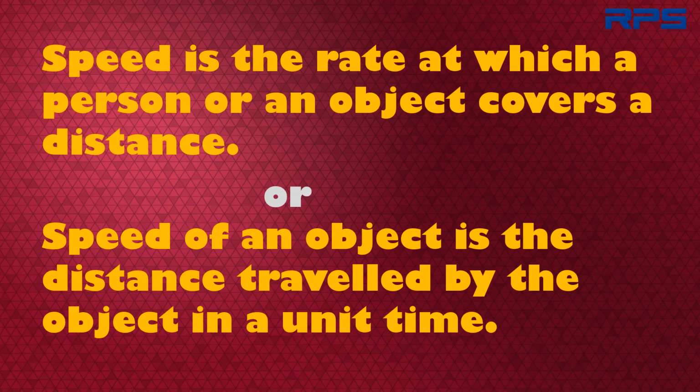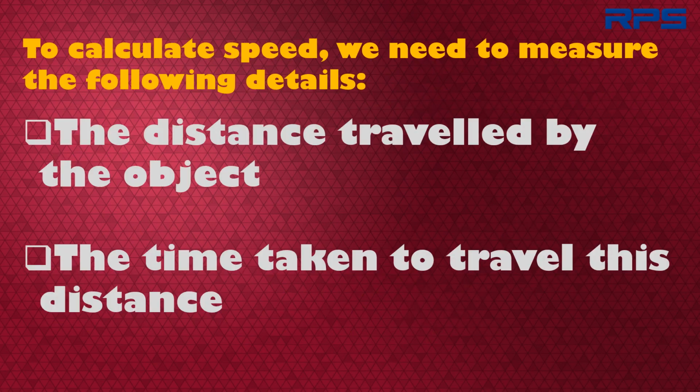Speed is the rate at which a person or an object covers a distance, or speed of an object can be defined as the distance traveled by the object in a unit time. To calculate speed, we need to measure the following details: the distance traveled by the object and the time taken to travel this distance.